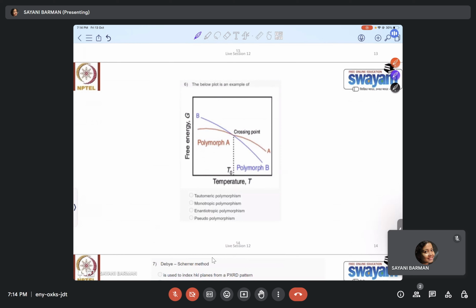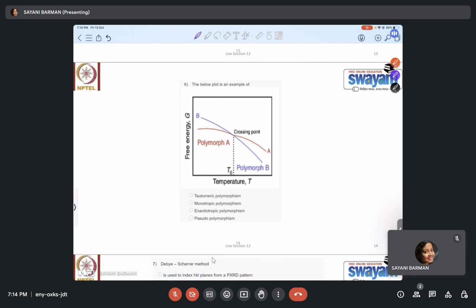The next one is monotropic polymorphism. Monotropic polymorphism is a situation when one crystalline form of a substance is thermodynamically more stable than all other forms over the entire range of temperatures and pressures. In other words, the more stable polymorph is favored regardless of the conditions, and the transformation from the stable polymorph to the others is not possible.